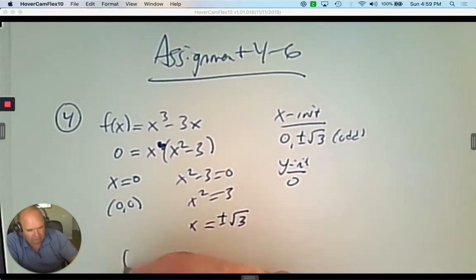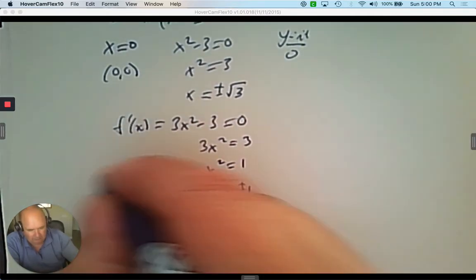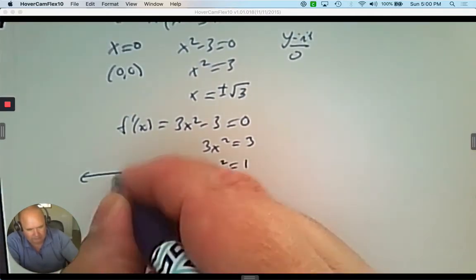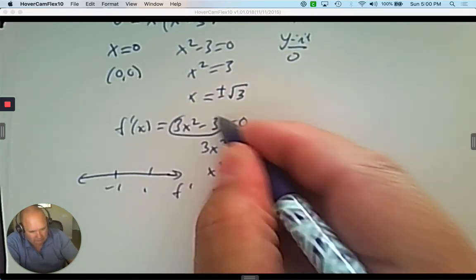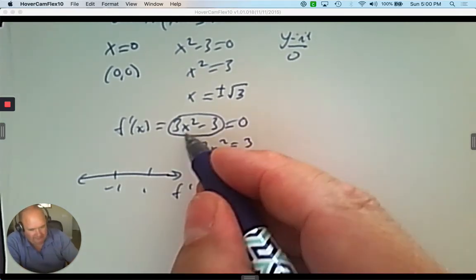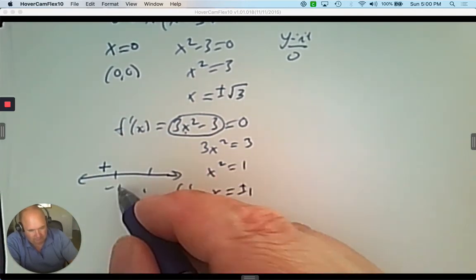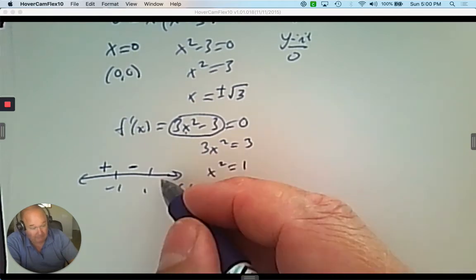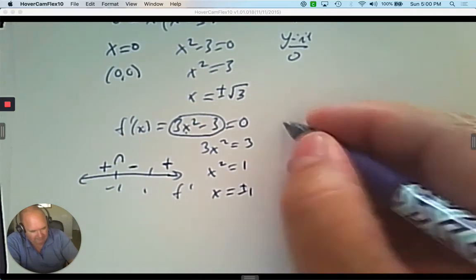Now, if I take the derivative, if I make that equal to 0, and then if I solve it, I get positive and negative 1. If I draw a number line for the first derivative for negative 1 and positive 1, I have my intervals. So into the derivative I go. If I plug in a negative number smaller than negative 1, the answer is going to be positive. If I plug in a number between negative 1 and 1, it'll be negative. If I plug in a number bigger than 1, it's going to be positive. So at negative 1 creates a maximum.